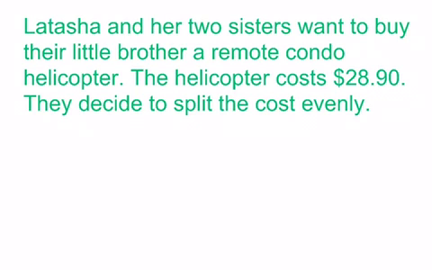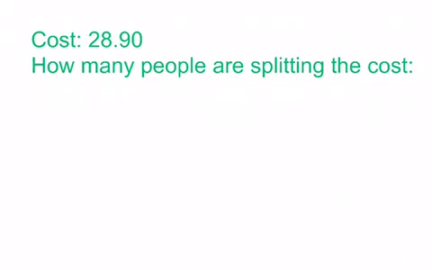All right, here's our first word problem. Latasha and her two sisters want to buy their little brother a remote control helicopter. The helicopter costs $28.90. They decide to split the cost evenly. So you don't have to write this actual word problem down. You can if you want to, but the next part is the only piece of this problem I didn't want you to write down.